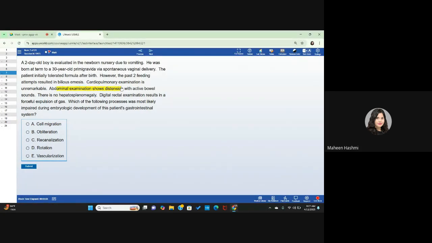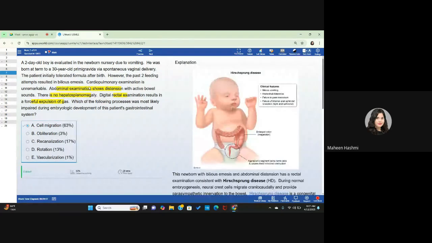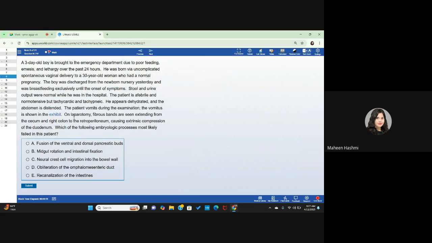Abdominal examination shows distension with active bowel sounds. There is no hepatosplenomegaly. DRE results in a forceful expulsion of gas. What are they talking about? What is this sign? Squid sign. Hirschsprung's disease. Very good. And that's because of a cell migration defect. Again, very easy. So you don't have to go through and read the whole question. You can just solve it in 2 or 3 seconds if you're familiar with it.